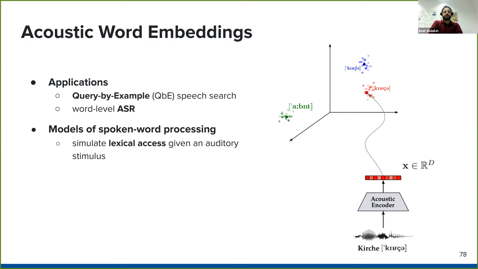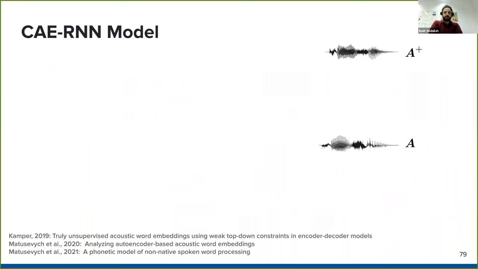So given an auditory stimulus, the task would be to simulate the mental representations that get activated in response to this stimulus. And they have shown similar behavior to human performance in some aspects, such as the onset bias. So words that have the same onset would be more similar in this representational space. And one of these models that are used for the acoustic word embeddings is called the correspondence autoencoder.